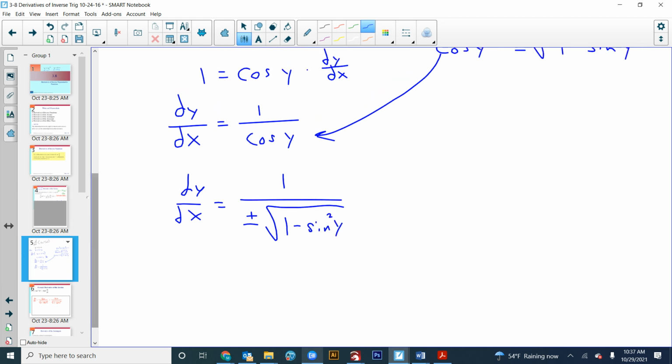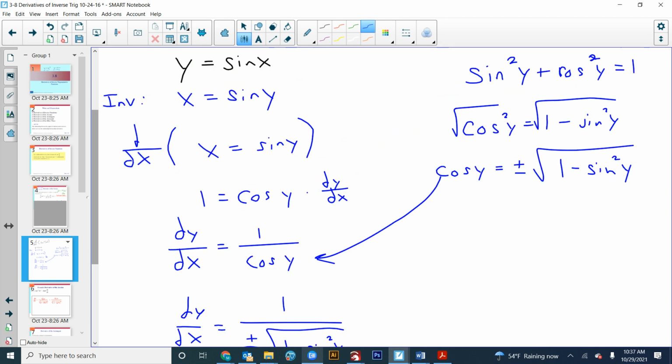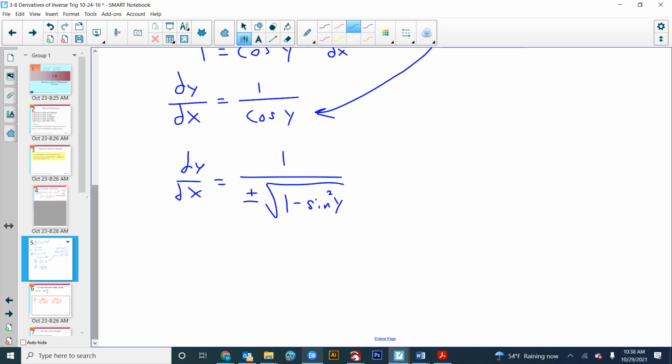Isn't sine squared y really sine of y times sine of y? Right? What's sine of y? X. Back from the inverse function. So what can I plug in for sine of y? X. And that's where it comes from. All right? Make sense? Kind of ugly, but that's where it comes from.